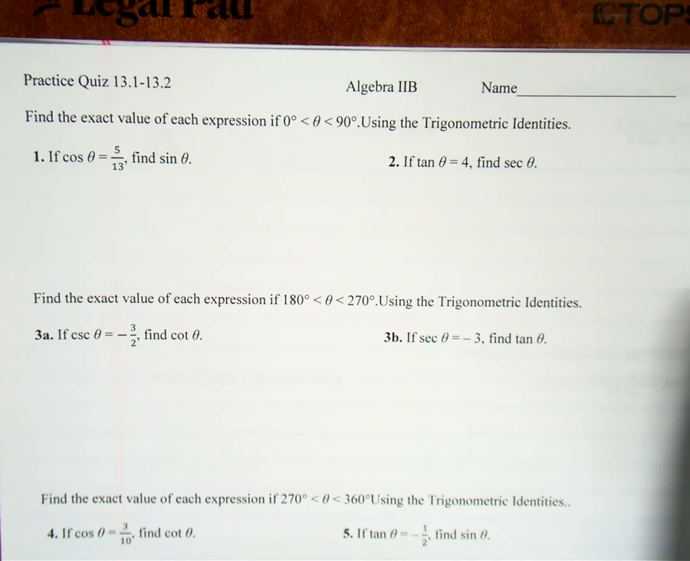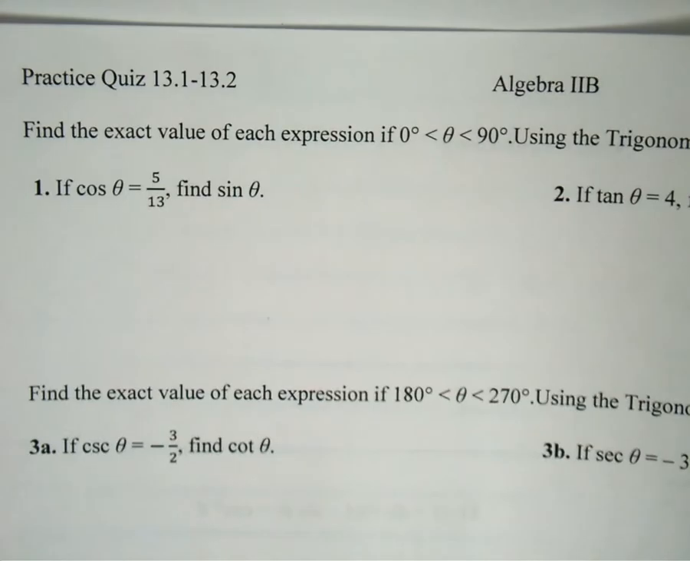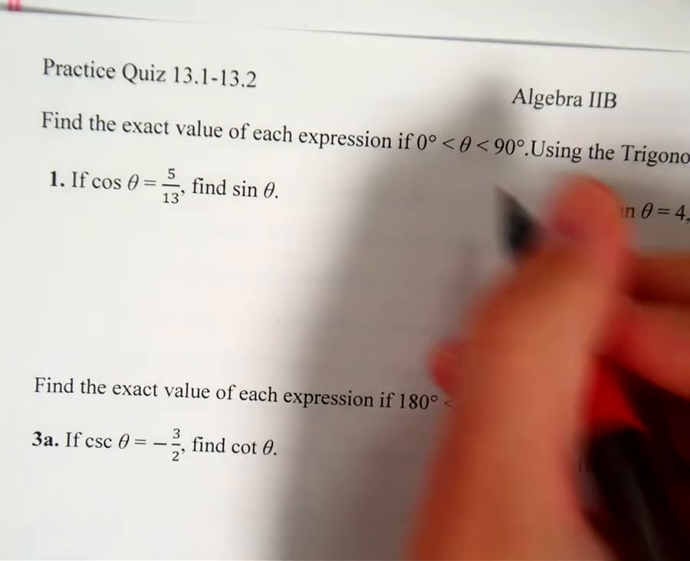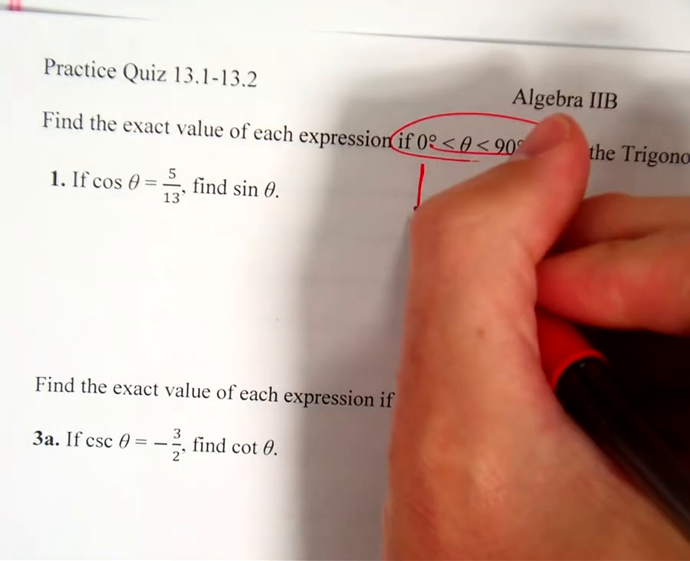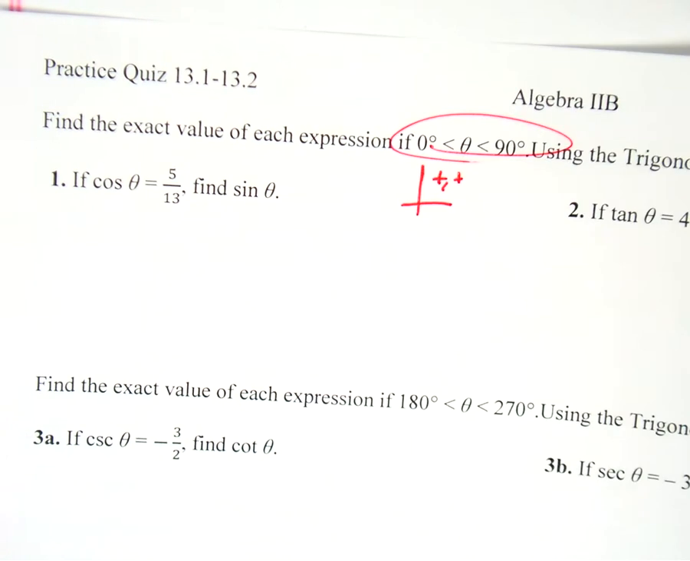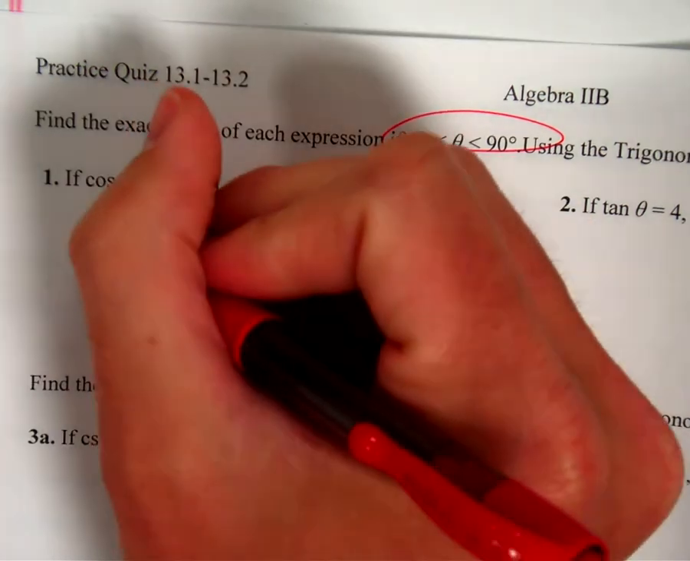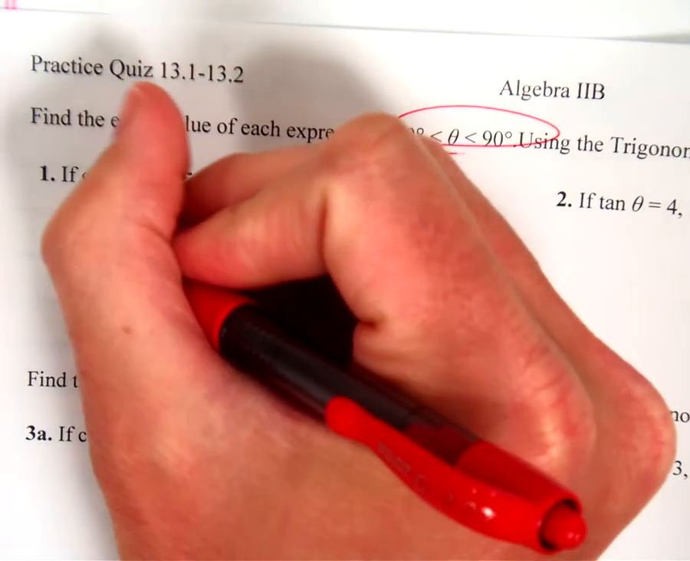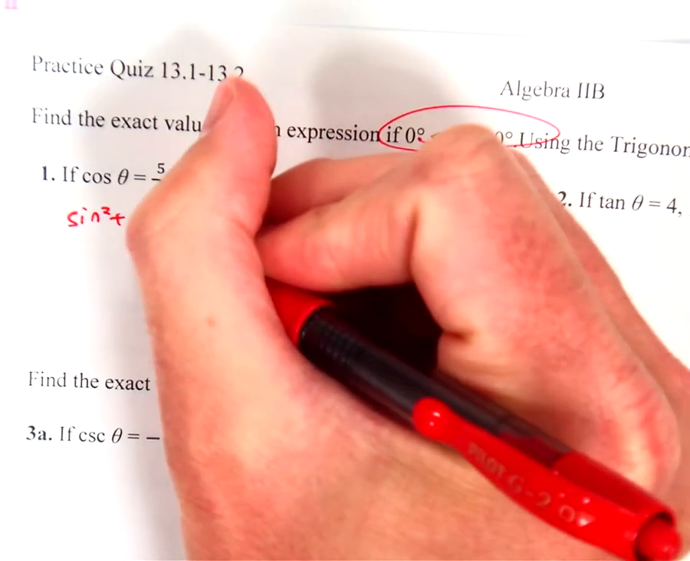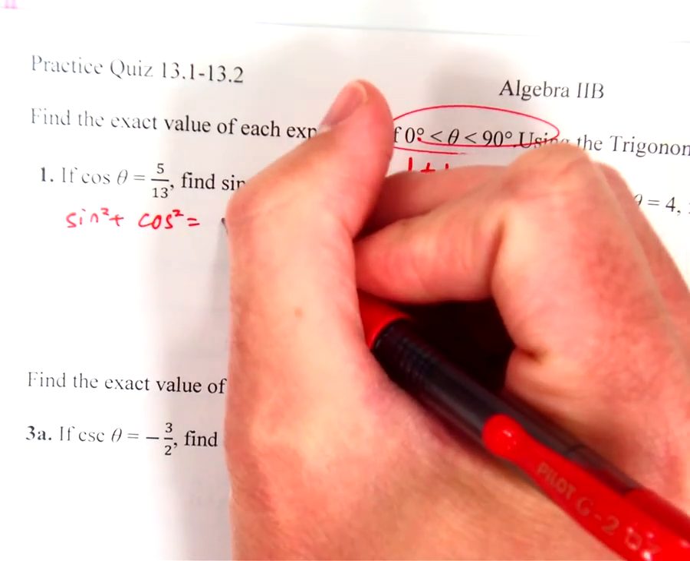Okay, so we have cosine theta equals 5/13. Let's find sine, and we are in quadrant 1, 0 to 90. That means cosine's positive, that means sine is positive. All right, cosine to sine, we're probably using our first one there: sine squared plus cosine squared equals 1. You might have rearranged it for sine already, that's fine.